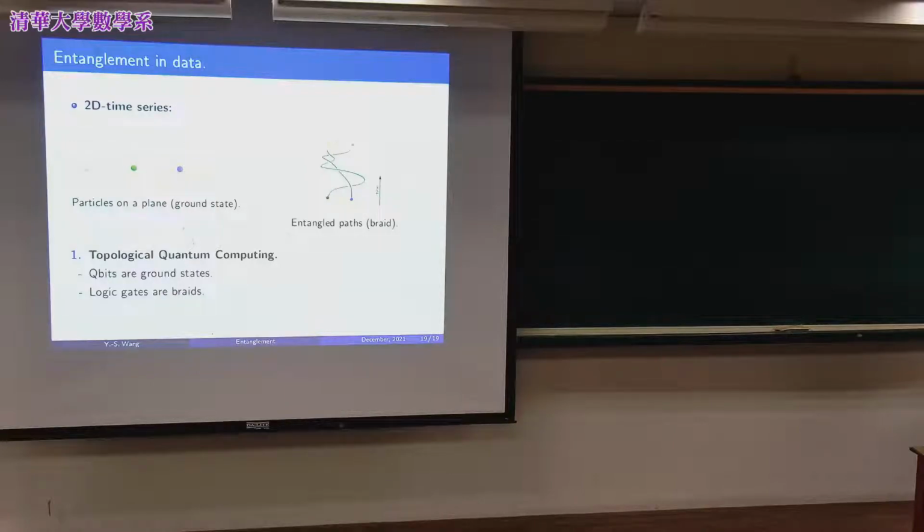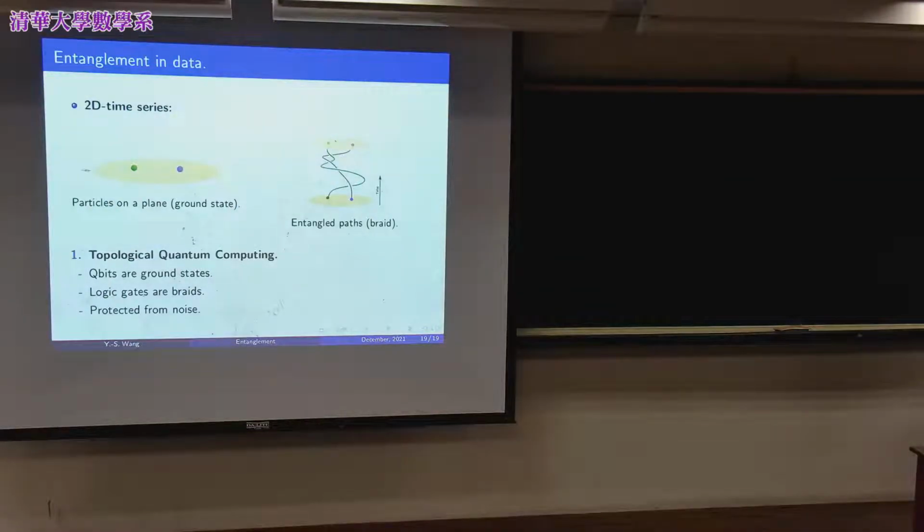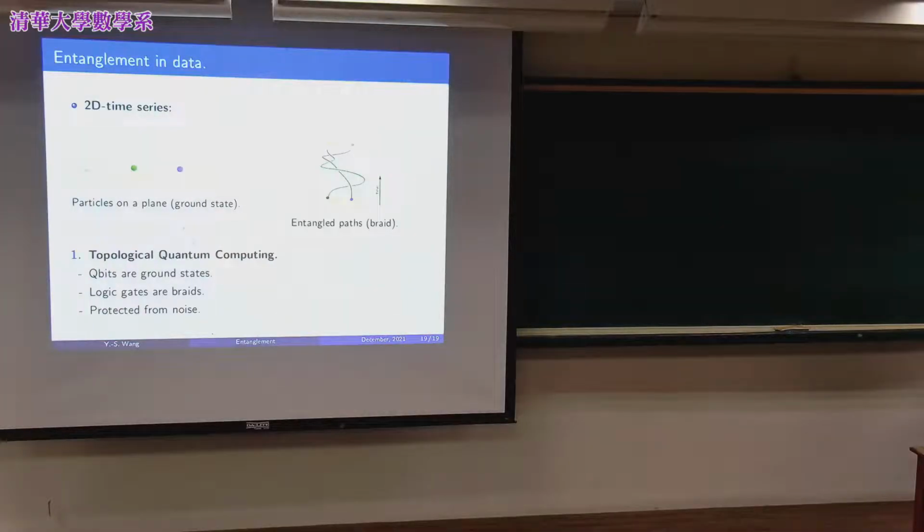And the good thing about topological quantum computing is that because it depends only on the topology of the braid, it's highly protected from noise. So that's one of the main advantages over classical quantum computing. But topological quantum computing also has its own drawback, because it's very difficult to find a material that realizes the topological quantum field theory. But theoretically, as far as efficiency is concerned, it's very similar to classical quantum computing.